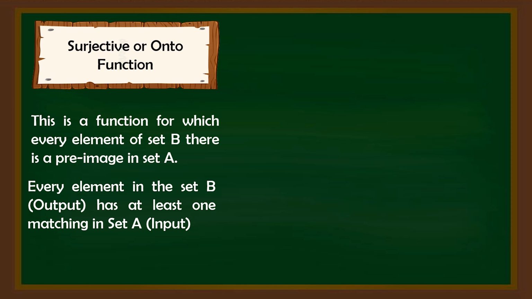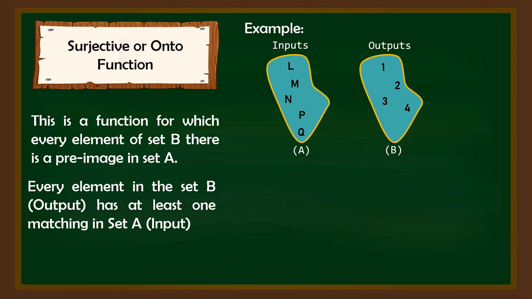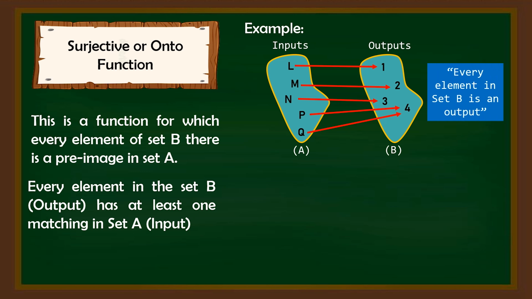once. Consider our example: L, M, N, P, and Q as elements of the input, 1, 2, 3, and 4 as elements of the output, where L is associated to 1, M to 2, N to 3, P to 4, and Q to 4. This is how a surjective function looks like. All the elements in the output are being paired to an element in the input. Remember, every element in set B is an output. As I said, no element of the output should be left unpaired. They can be paired at least once.